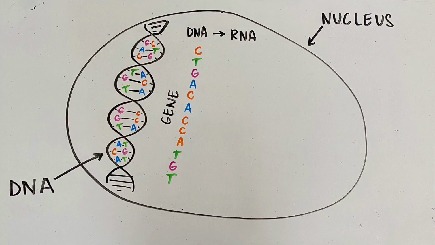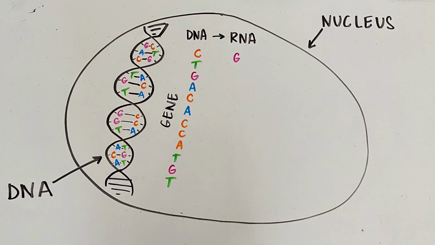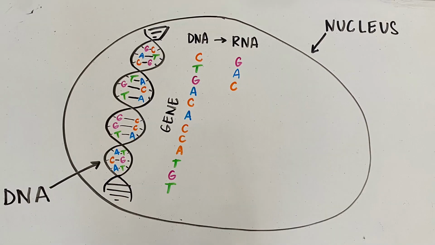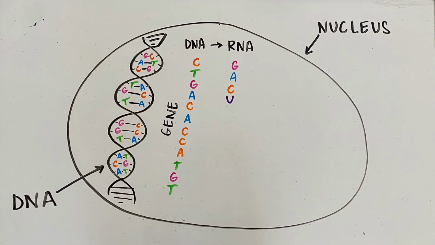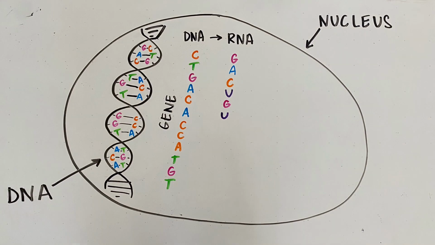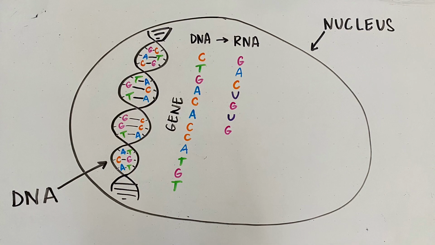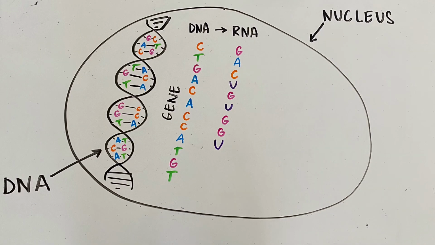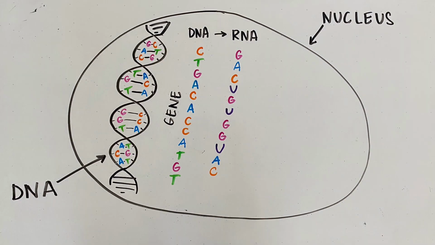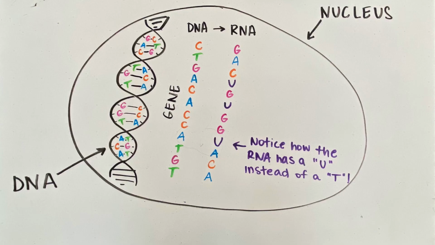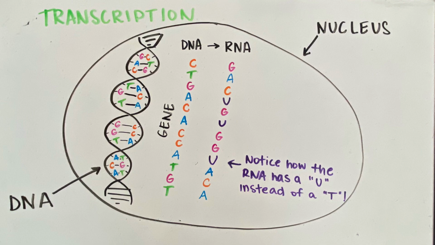Okay, so let's start with our first letter, which is C. That translates to G. Next, we have T. That translates to A. Next, we have G, which translates to C. After that, we have A, that translates to U. Then we have C, which translates to G. Then we have A, that translates to U. Then we have C, that translates to G. C again, that translates to G. Then we have A, that translates to U. T then translates to A. G then translates to C. And T translates to A. And notice how the RNA has a U instead of a T. That's our base pairing rule at work.